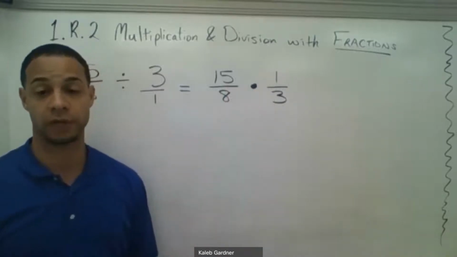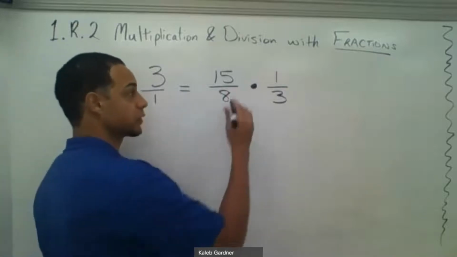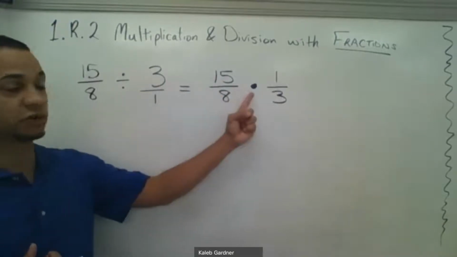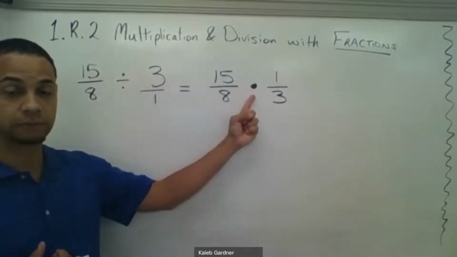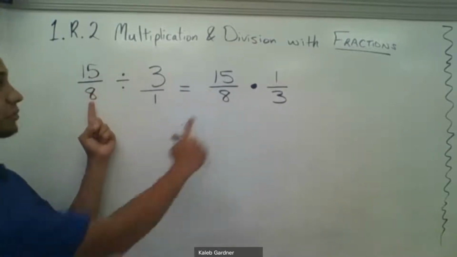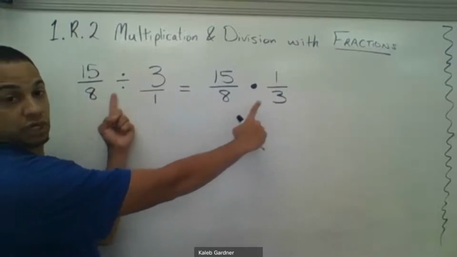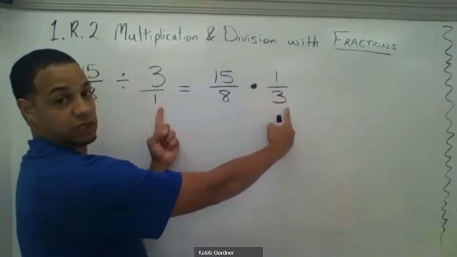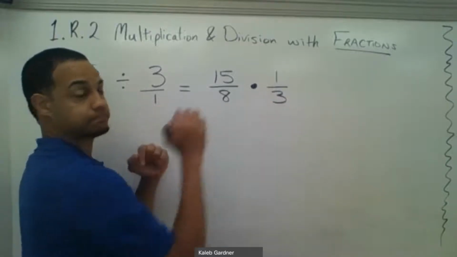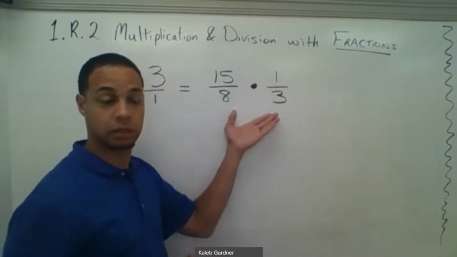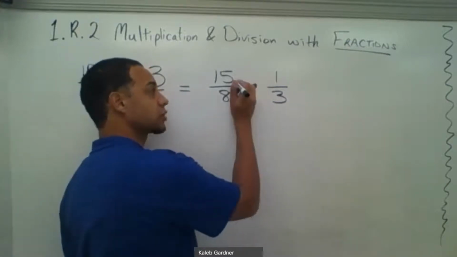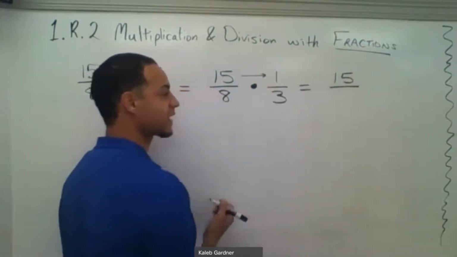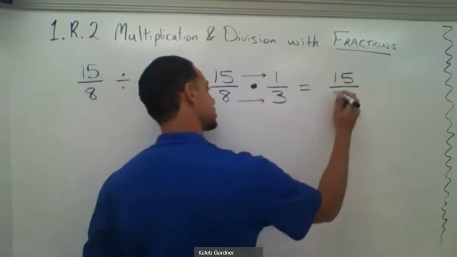We just learned how to multiply on our last example. So here we go. Let me rewind backwards. Division needs to be converted to multiplication in order to be successful. The only way to do that is to keep the first fraction the same, change our division symbol to multiplication, and finally take the reciprocal of the second fraction. Let's solve this now by multiplying. Multiply straight across. 15 times 1 is 15. And 8 times 3 is 24.